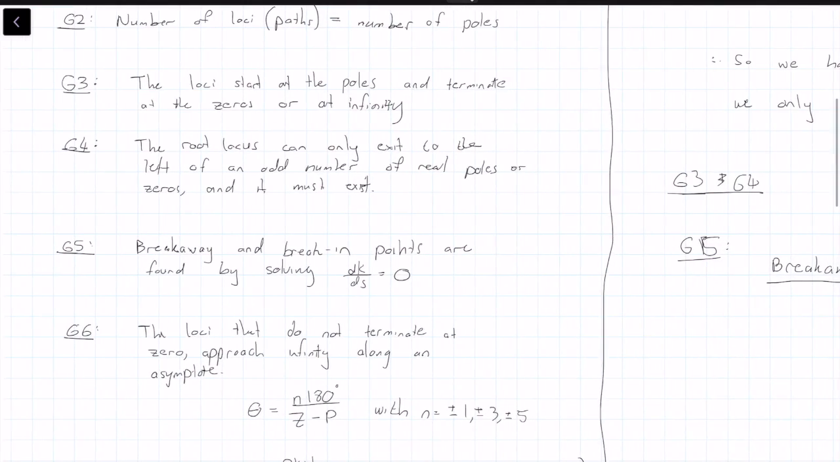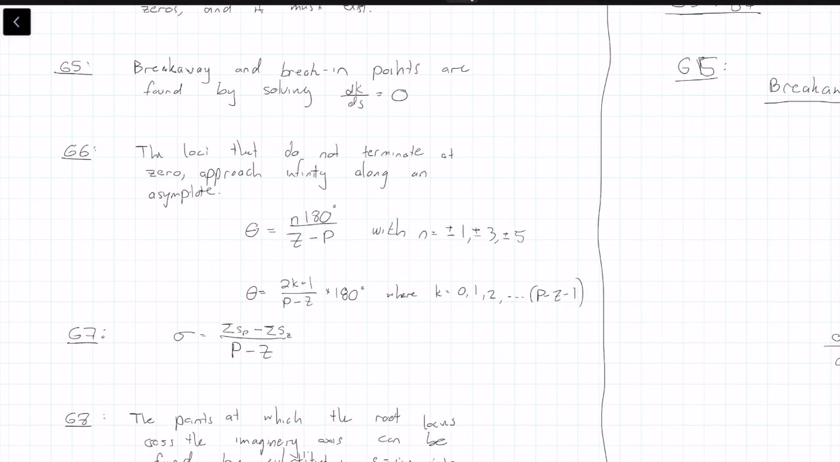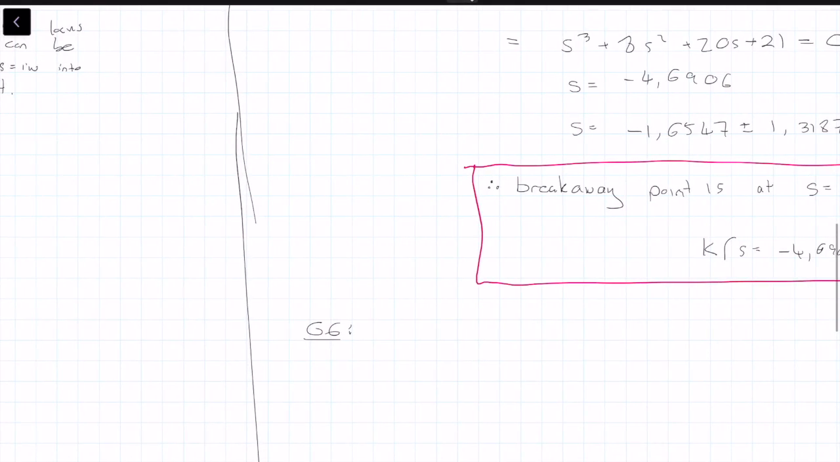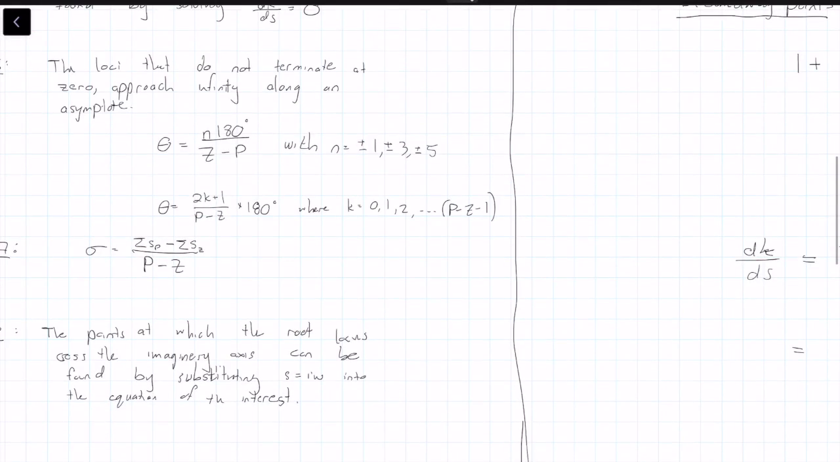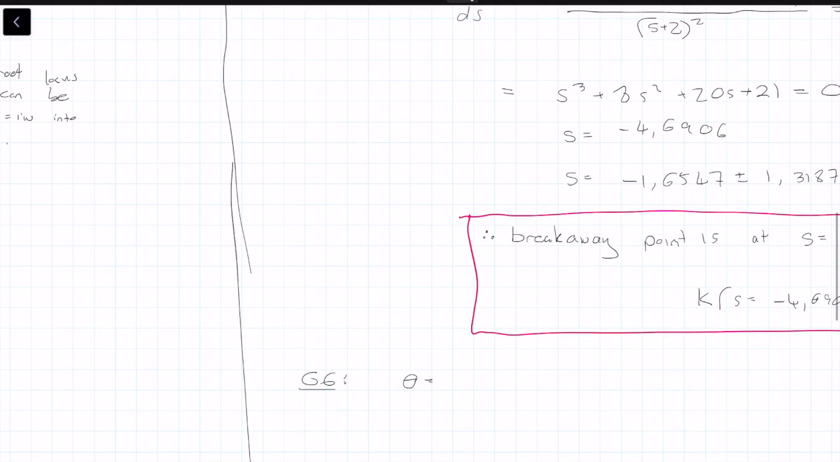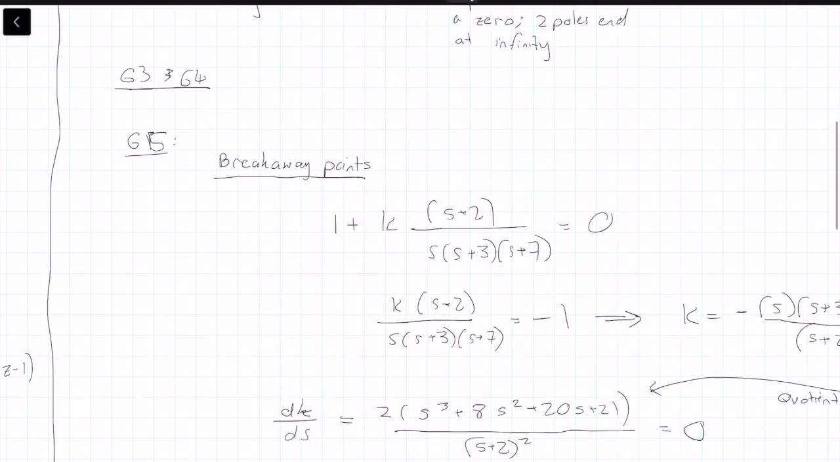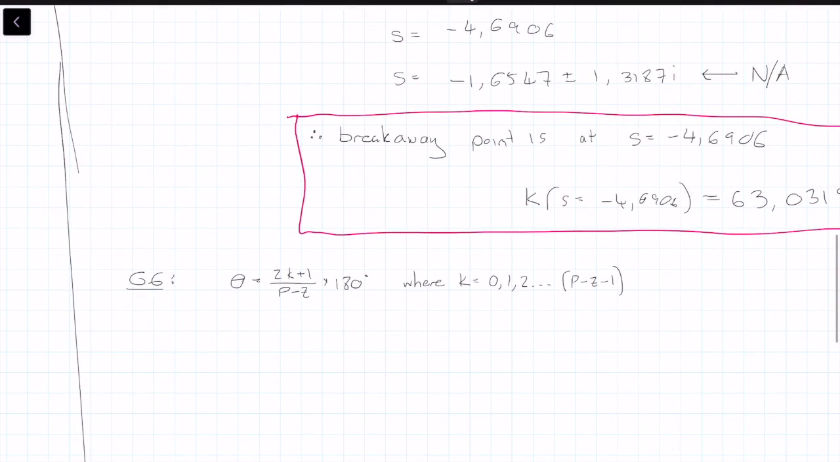Okay, so guide number 6 has to do with the angle at which they terminate. So theta equals... okay, which rule should we use now? Let's use the second one. It's (2k plus 1) over (p minus z) times 180 degrees, where k equals 0, 1, 2, all the way to p minus z minus 1. We already know p minus z is 2, minus 1 is 1. So this value here is 1, and therefore k is equal to 0 and k is equal to 1.